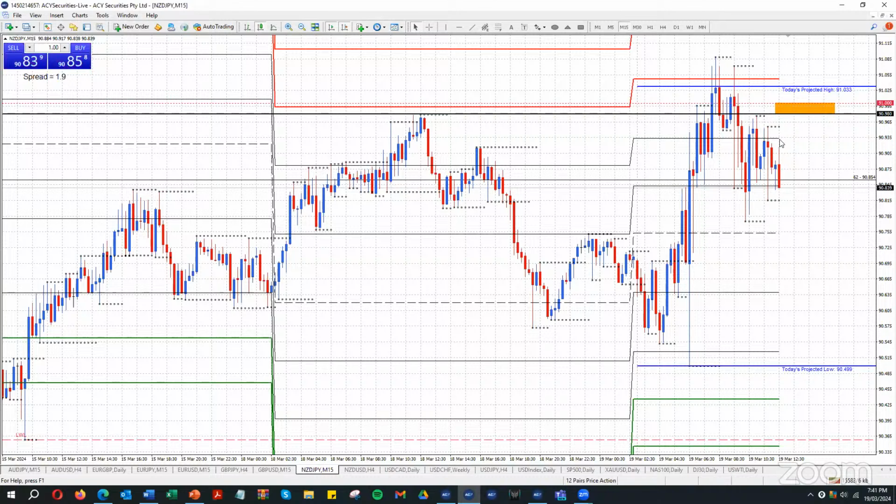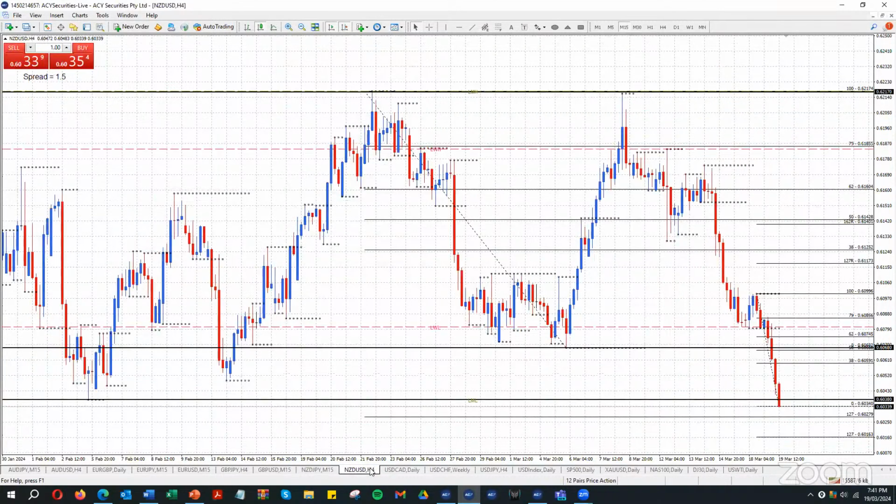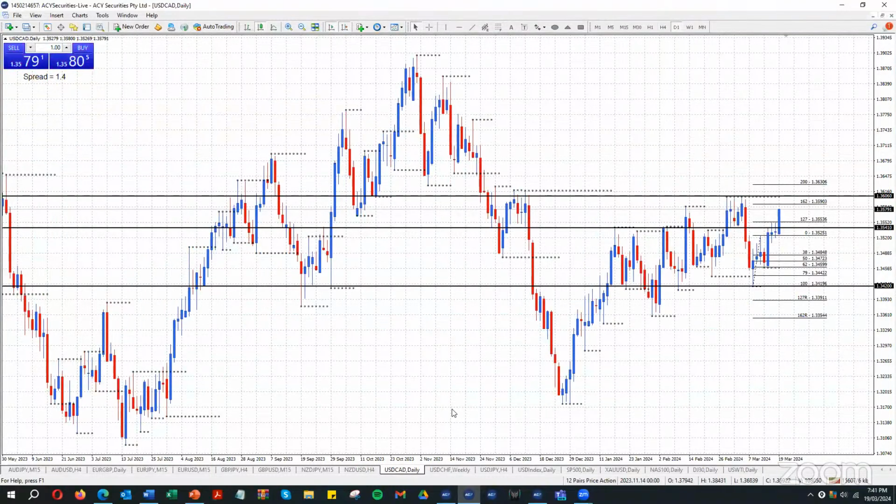It's hard for this to go up when the New Zealand dollar is just plowing down the chart. All right. Okay, dollar Canadian, day chart. It's getting into almost the 162 extension level here on the day chart where we've moved up, pull back.